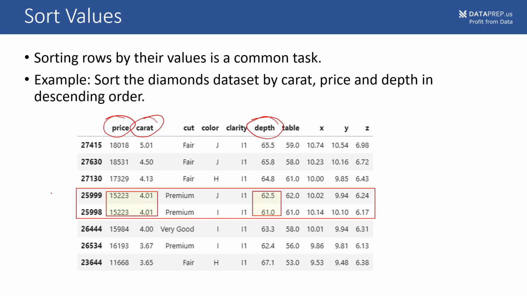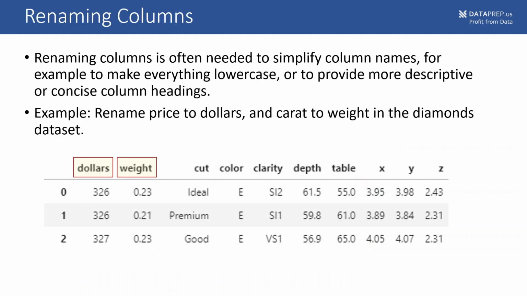And look at these two diamonds here, and you will notice that they have the same price and they have the same weight in terms of carats, but they differ in depth. And because we sorted by depth in descending order, the one with the depth equal to 62.5 appeared first before the diamond with depth equal to 61. So fairly straightforward, not much more to say.